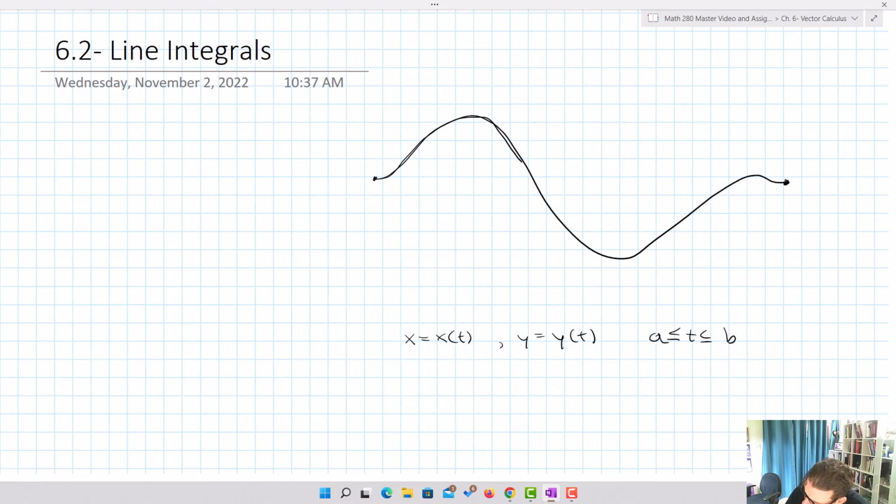And then what we're going to do is evaluate rho of xy, and that's some function for something, whatever it is. And we want to find the integral for rho of xy along this path. What is the integral for rho of xy along the path?